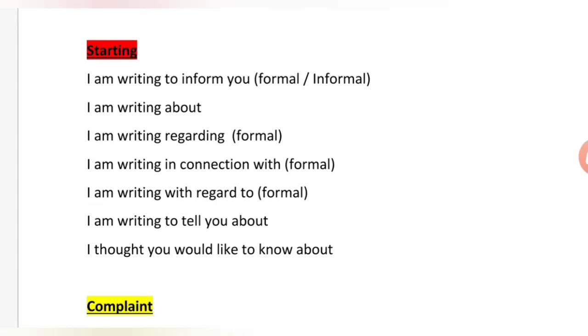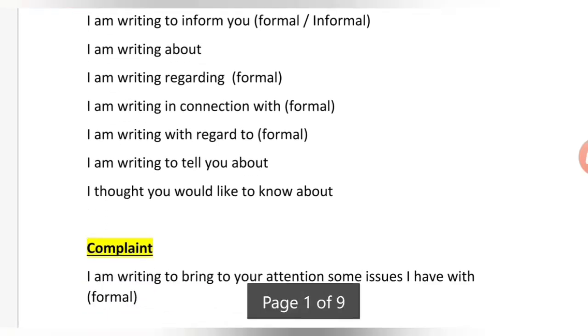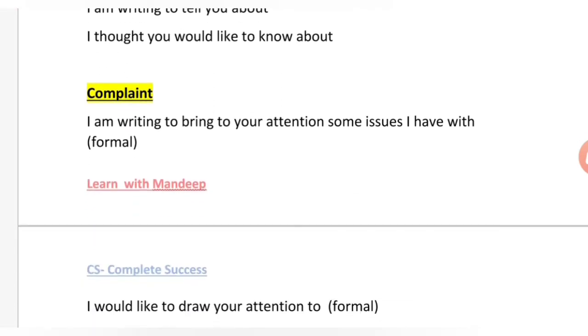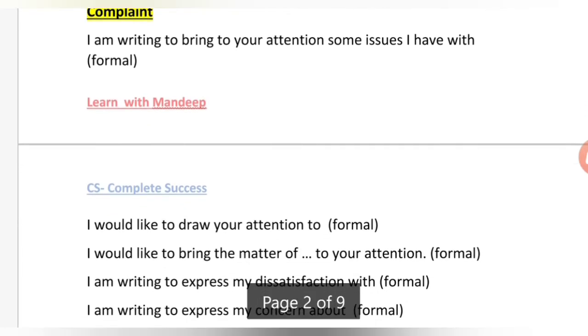These are the basic ways of starting a letter, but if there is a specific kind, like complaint letter, apology letter, or any other kind of letter, then there are some sentences that you can use when you start writing. Like for complaint, I'm writing to bring to your attention some issues I have with. You can specify that you have some issues and you want to bring the attention of the reader. And you must remember that complaint will always be a formal letter, because you will never complain to a friend.